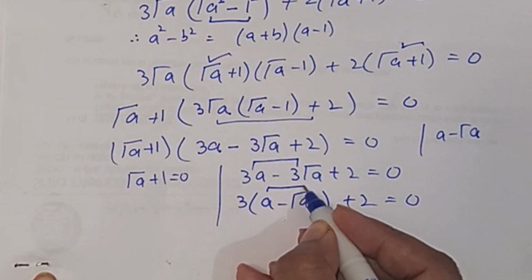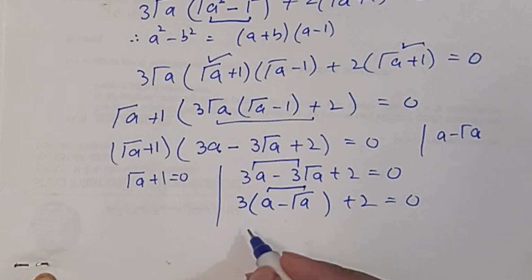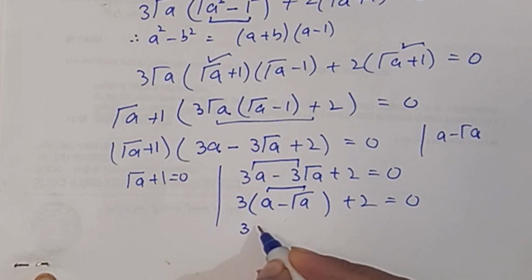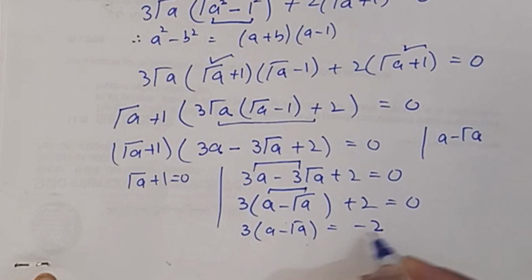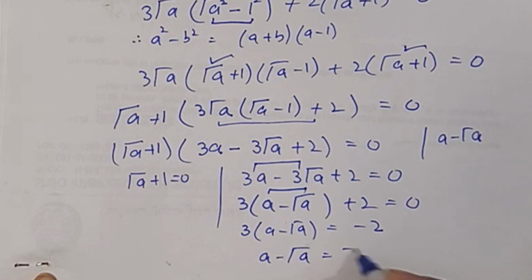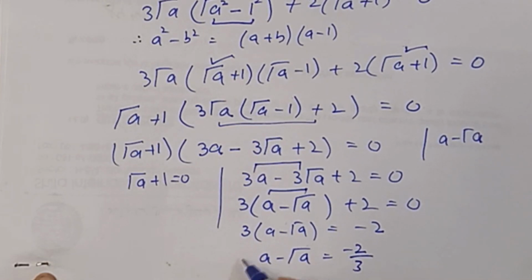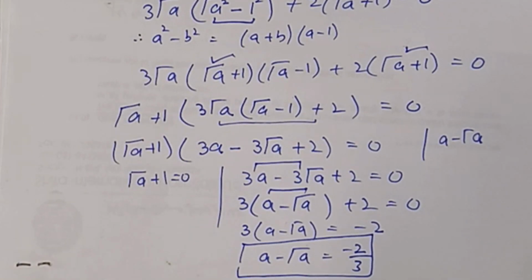We find the value of this part. So for this we subtract 2 on both sides of this equation. We get 3 times a minus square root a is equal to minus 2. Divide this equation by 3, we get a minus square root a is equal to minus 2 over 3. So this is our required solution, and we are done.